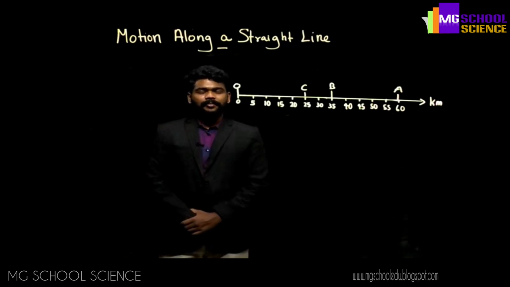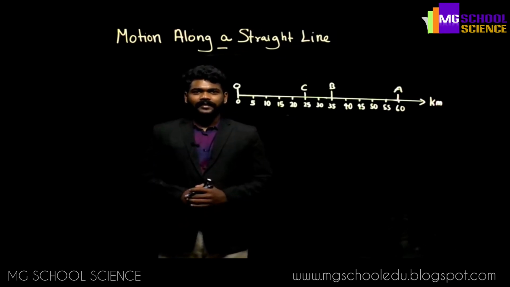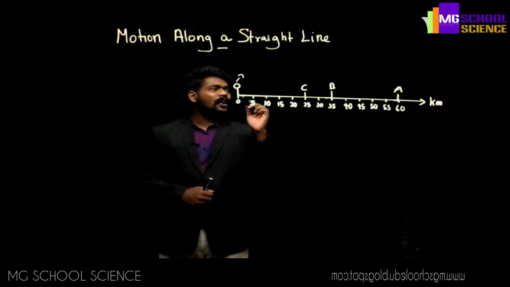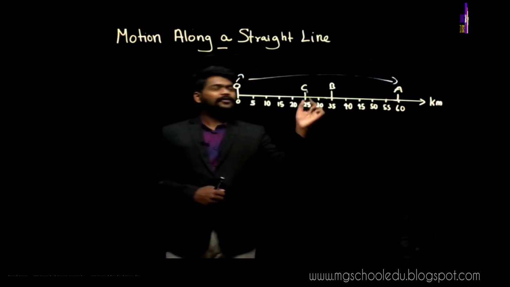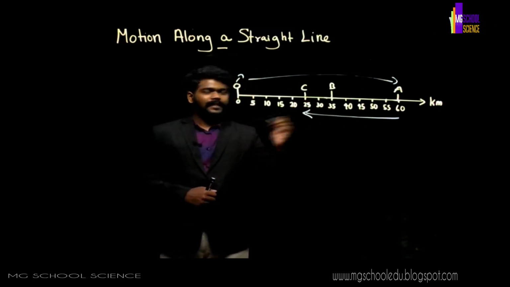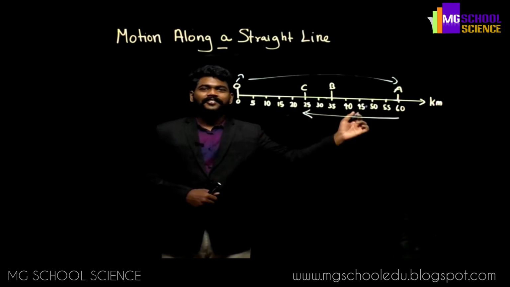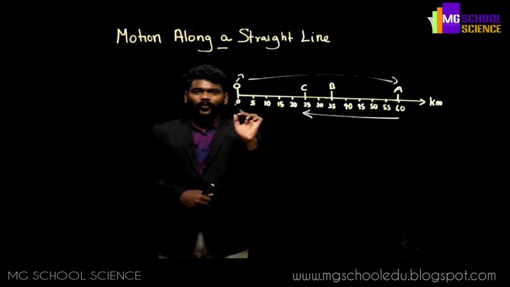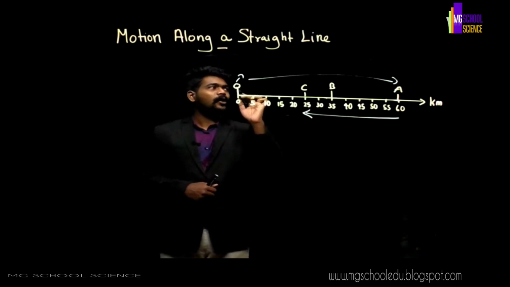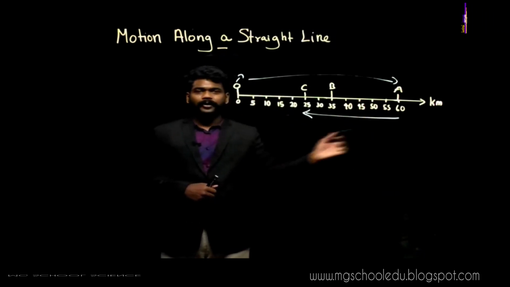Motion along a straight line is the simplest form of motion. Let us understand this through an example. Consider an object at O, where O is the reference point, and it travels to A through C and B, and then again it returns to C. We can see the marks represents the number of kilometers it has traveled from the reference point O, right? Now let us see the difference between the distance traveled from O to A and back to C and the displacement from O to A and back to C.